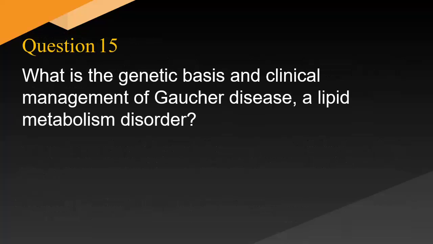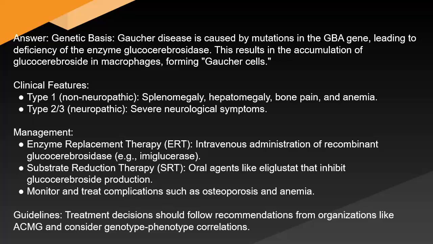What is the genetic basis and clinical management of Gaucher disease, a lipid metabolism disorder? Answer: genetic basis. Gaucher disease is caused by mutations in the GBA gene leading to deficiency of the enzyme glucocerebrosidase. This results in the accumulation of glucocerebroside in macrophages, forming Gaucher cells. Clinical features: type 1, non-neuropathic, splenomegaly, hepatomegaly, bone pain, and anemia. Types 2 and 3, neuropathic, severe neurological symptoms.